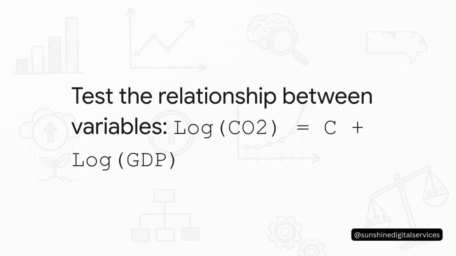So much of econometrics comes down to something called regression analysis. Now, don't let the equation on the screen freak you out. The idea is actually pretty simple. Here, we're setting up an equation to test the relationship between a country's CO2 emissions and its economic output, or GDP. That little c is just the starting point, the intercept, and EViews takes care of all that for you.